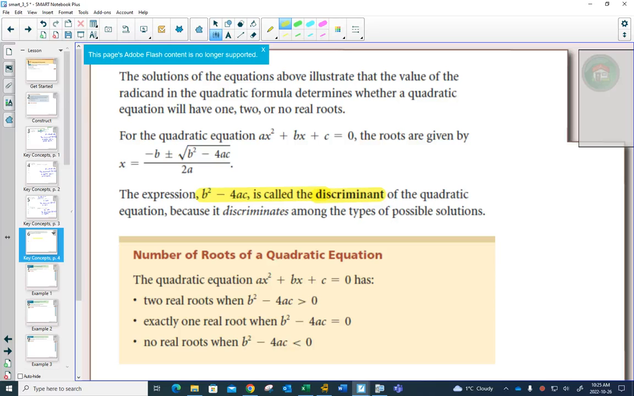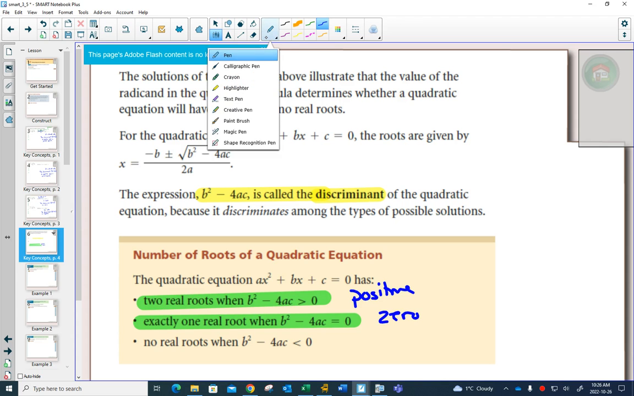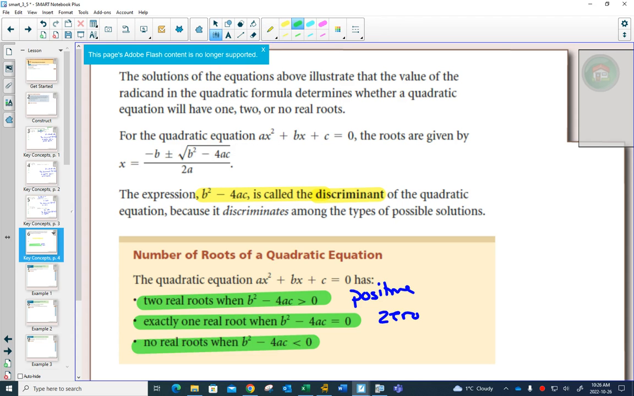Okay. So, what do we have? This is important. 2 real roots. Maybe you want to write beside here, this greater than 0 means the discriminant is positive. We have exactly 1 root right beside here when it's 0, and we have no roots when it's negative.